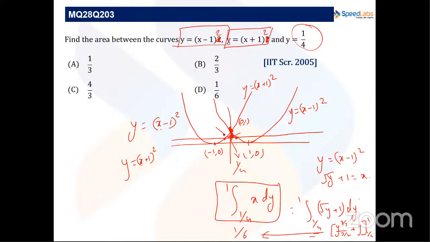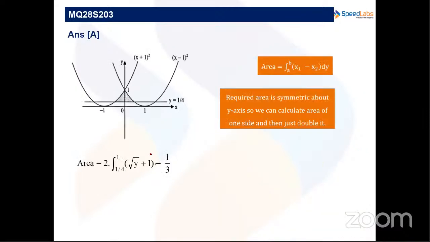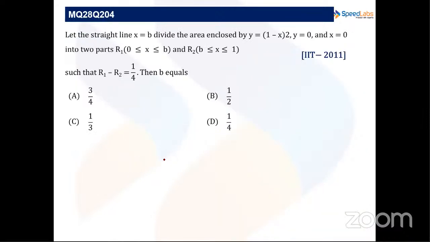Similar area is formed in this second quadrant, so this will also be 1/6. So the total area will be 2 times this area, and that value will be equal to 1/3. So our correct option is option A. Moving to the next question.